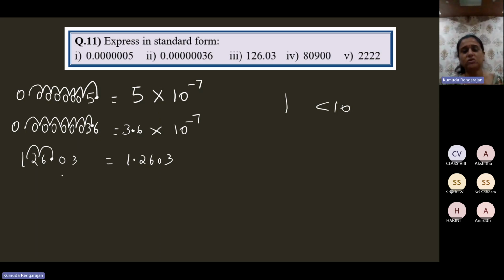126.03 is more than 10. So you'll have to bring it to a value less than 10. So the decimal point is here. If you put it here, it will be 12 point something. No, it's more than 10. See, the number is this one. If you move the decimal point here and stop, it is 12.603. 12 is more than 10. So don't stop here. Move it here. 1.2603. Yeah, 1 point. It's more than 1, but less than 10.